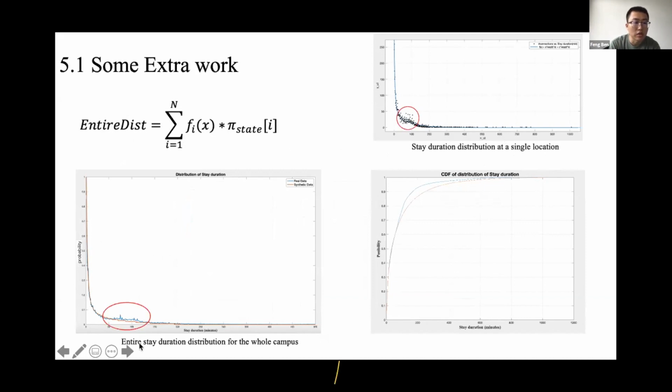This is the entire state duration distribution for the whole campus. We can see the blue one is the distribution obtained from the empirical trajectories, and the orange one is our synthetic distribution. Their trends are similar, but the orange one doesn't have the little peak in the right circle. The cumulative distribution function also shows this problem.